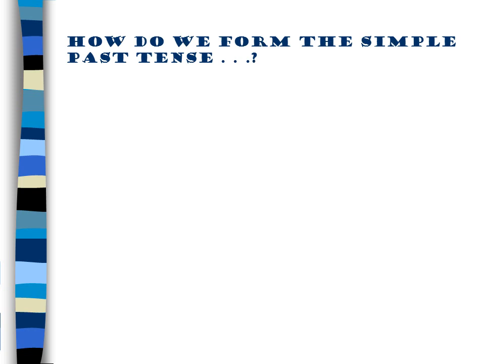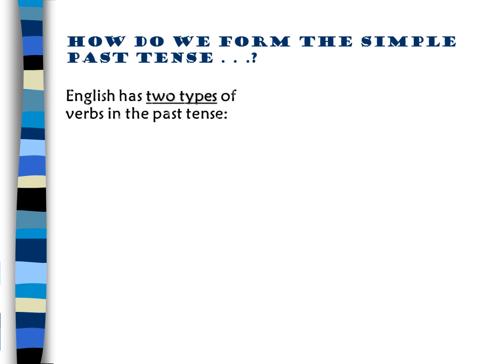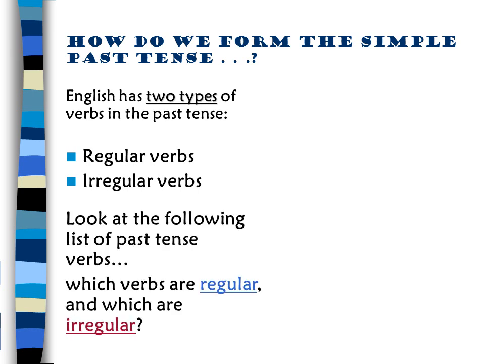Now, how do we form this simple past tense? Of course, English, as we said in the very beginning, has two types of verbs in the past tense. Regular verbs and irregular verbs. So we are going to look at the following list of past tense verbs. Which verbs are regular and which are irregular?